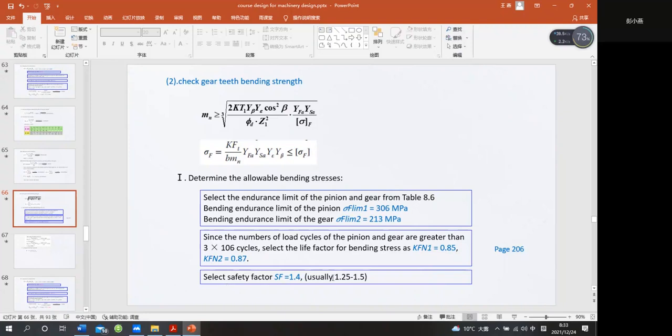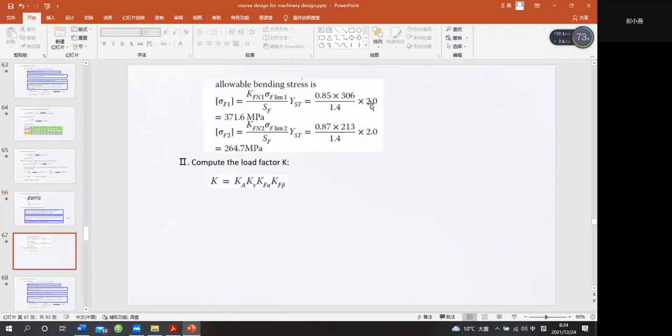SF is usually within this range, 1.25 to 1.5, okay? And in there we choose SF as 1.4. You also can choose SF as 1.3 when you do the design. And usually we choose YST as two. So we calculate the allowable bending stress for small gear and large gear.